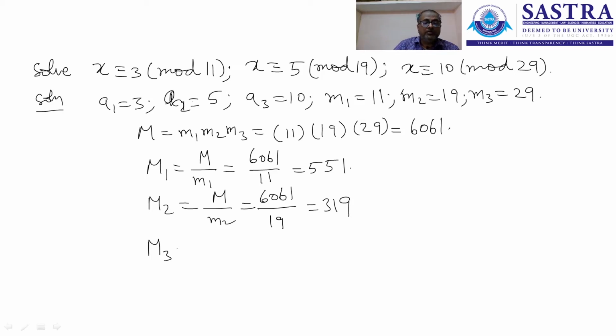And the third one is M3, which is M by M3, which is 6061 divided by 29, which turns out to be 209. So you have calculated M, you have calculated M1, M2 and M3. Now what you have to do is calculate M1 inverse. Let me do it here. What will be the next step?